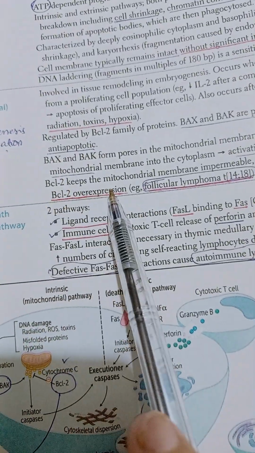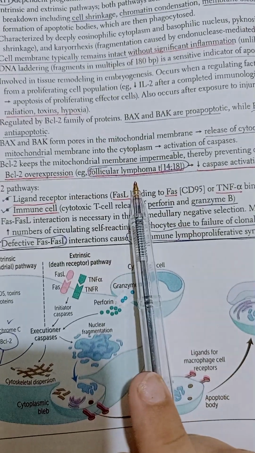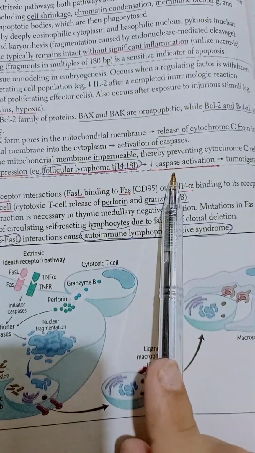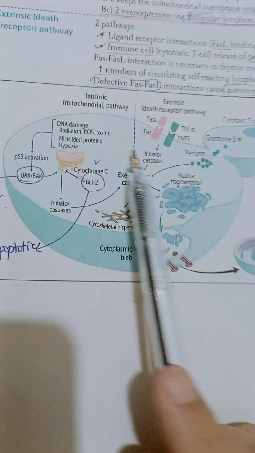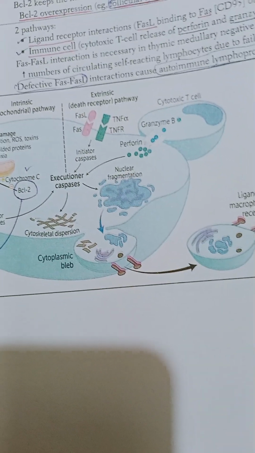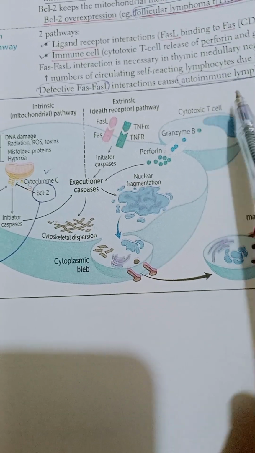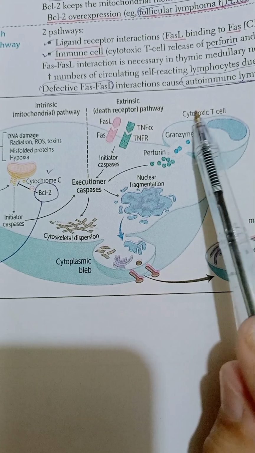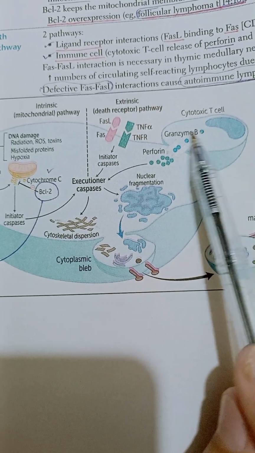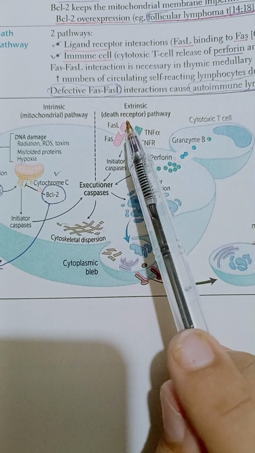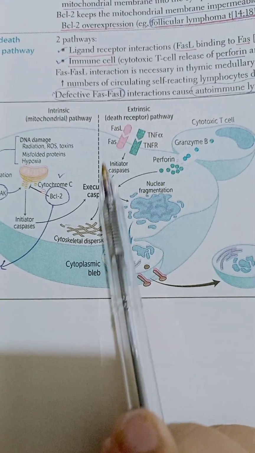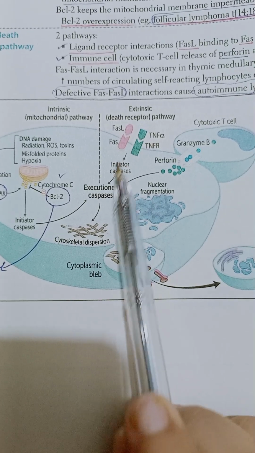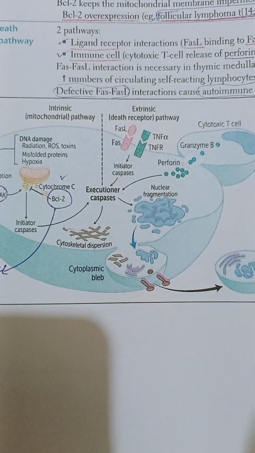Also, BCL2 overexpression causes follicular lymphoma because of the low caspase activation and tumorigenesis. All right, now here comes another pathway, the extrinsic death receptor pathway. How does it get activated? Something from outside. Cytotoxic T cells may release granzyme B or perforin, or Fas ligand or TNF alpha bind to the receptors present on the cell membrane, and then initiate this apoptosis.